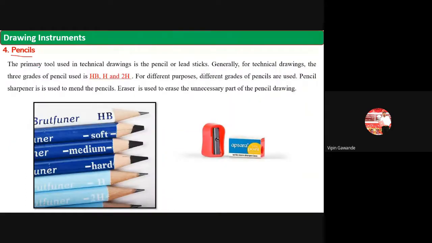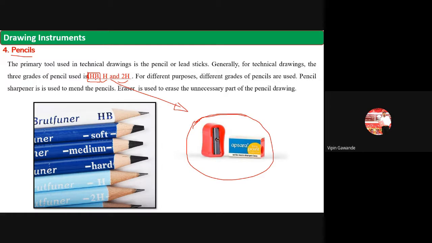Then pencils. Here the H and twice H are used for the starting of the drawing. So whenever you start any drawing, which two pencils do we have to use? H and twice H pencils we have to use. Okay, the HB pencil is used for dimensioning, and the final sketch, or final outline.